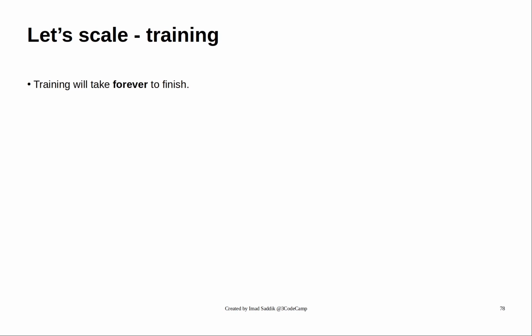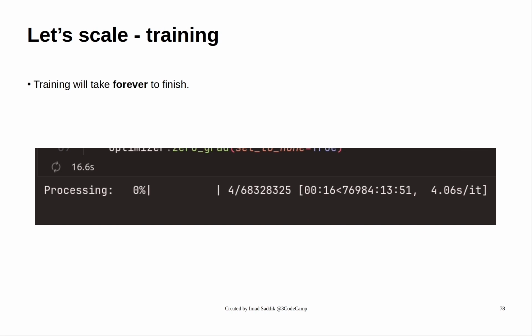Training the model on this huge dataset will take forever. This image shows that I still have 68 million batches to process. And here it says that I need 77,000 hours to finish training. So I did the calculations and I need to wait until 2033 in order to finish one iteration. That's a lot of time.